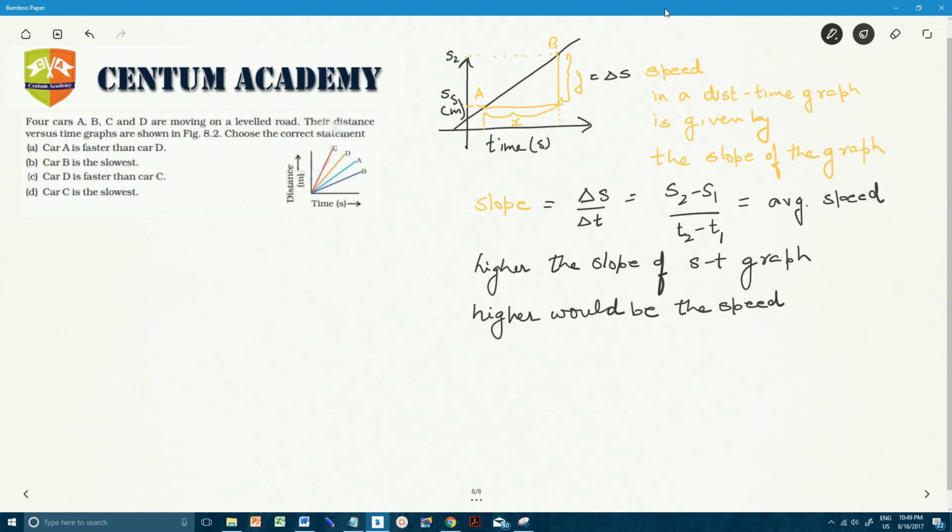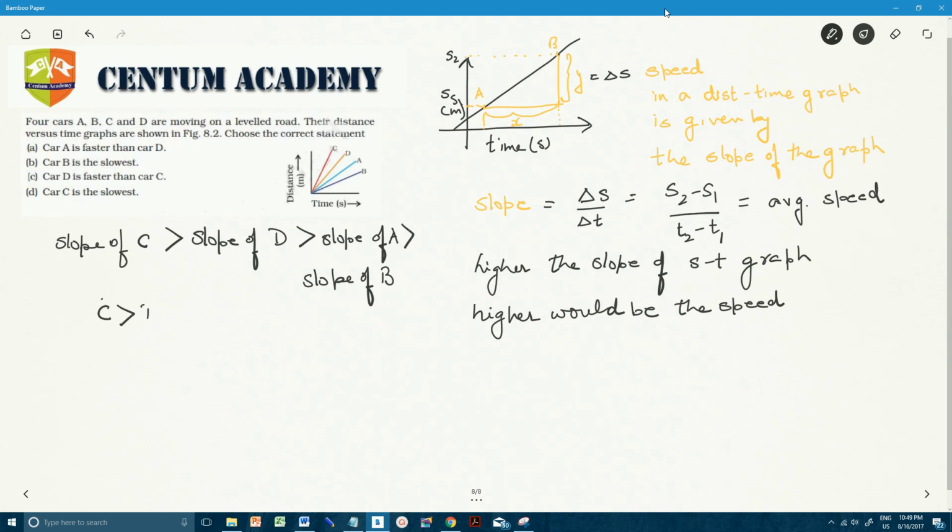In this case, we can clearly see that slope of C is greater than slope of D, which is greater than slope of A, which is greater than slope of B. Why is slope of C greater than slope of D? Because the inclination, if you see, C's graph is steeper than that of D's. Again, D's graph is steeper than that of A's, and A's graph is steeper than that of B. So hence C will be having the highest slope. So highest slope means highest speed. So the speeds of all these four cars will be in the order C greater than D, greater than A, greater than B. This is the order of speeds of these four cars.